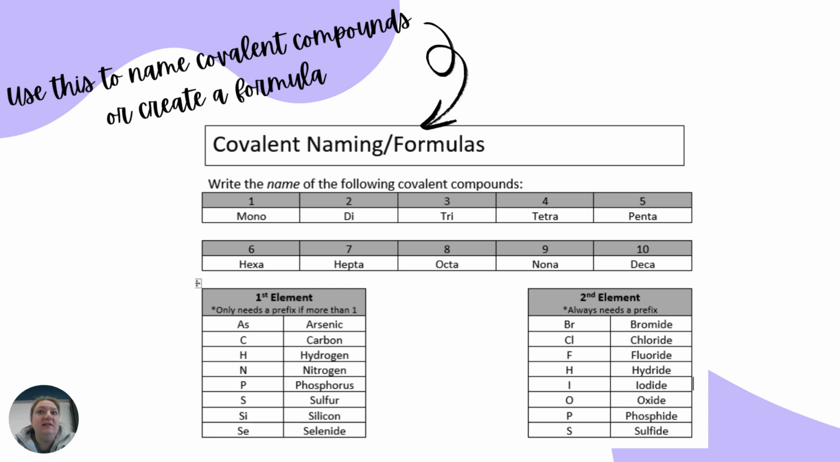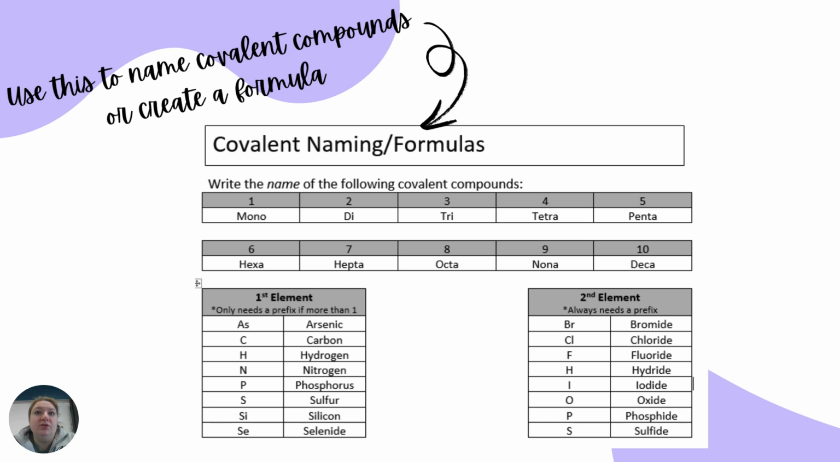On the left-hand side at the bottom would be the first element name. Notice there are no changes in those from the periodic table, so I gave you as big of a list as I could. The second element, you're always going to change the ending to IDE. So instead of bromine for the first one, we're going to have bromide. Instead of chlorine for the second one, we're going to have chloride. And instead of fluorine for the third one, we're going to have fluoride. So those names are already changed on there for you.